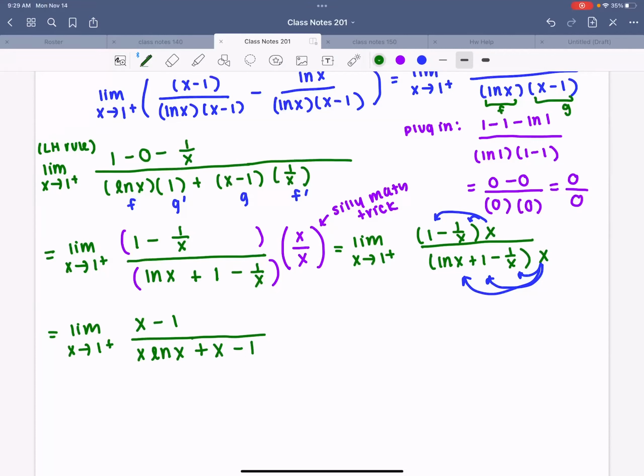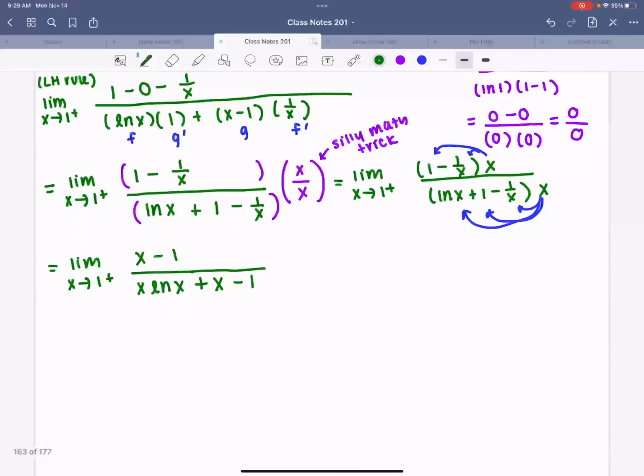I know this looks weird. This is just a silly math trick that I use to make things look nicer. I won't give you something that you have to do this on the test, so just bear with me here. Once we're here, why don't we plug in and see what we have to do? So plugging in, we have 1 minus 1 over 1 times the natural log of 1 plus 1 minus 1.